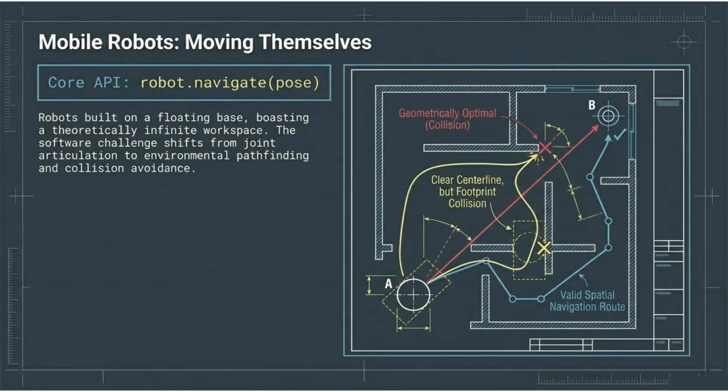Mobile robots move themselves. Core API, robot.navigate with a pose. Floating base, infinite workspace in theory. Software shifts from joint articulation to pathfinding and collision avoidance. A straight line from A to B collides. A center line through a doorway fails when the robot footprint hits the wall. Valid routes account for the full rectangular body, not just the center point.